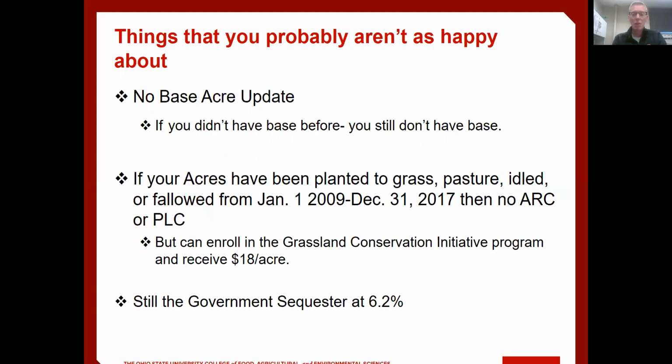Here are some of the things you're probably not as happy with. Again, as I mentioned earlier, there is no base acre update. So you aren't allowed to update base. You're also not allowed to add base acres like you had previously in earlier farm bills.